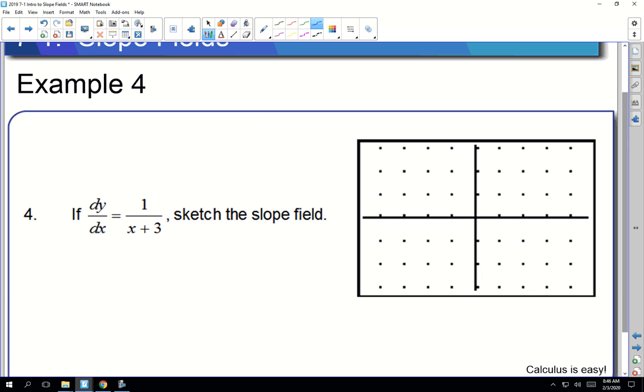See if you can sketch this slope field on your own. Go ahead and try it. Plug in some values. Plug in 0. It's undefined. You just don't have anything there. And it's undefined at x equals -3, so in that whole column you'll have just nothing written. No little short line segments. Good question.